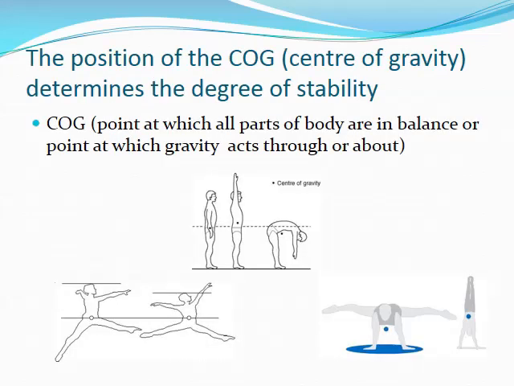So first up, the position of the centre of gravity, and we call that the COG, determines the degree of stability. The centre of gravity is that point where all parts of the body are in balance around it, and it's also the point where gravity acts through. So we can see here that the centre of gravity actually occurs within the body, but when we arrange the parts of the body in a different way, the centre of gravity can actually occur outside the body, in this case here, and also in this case here.